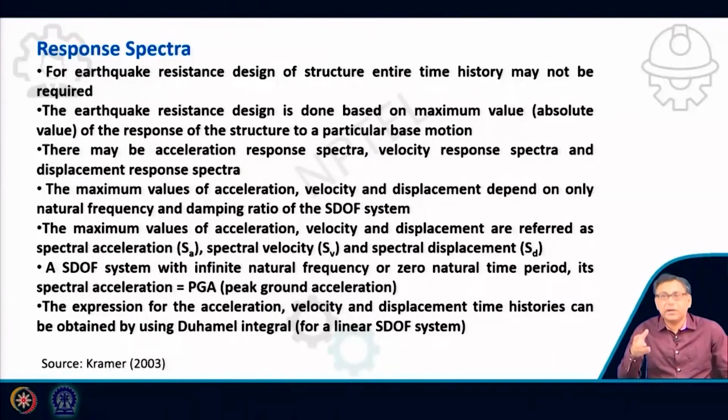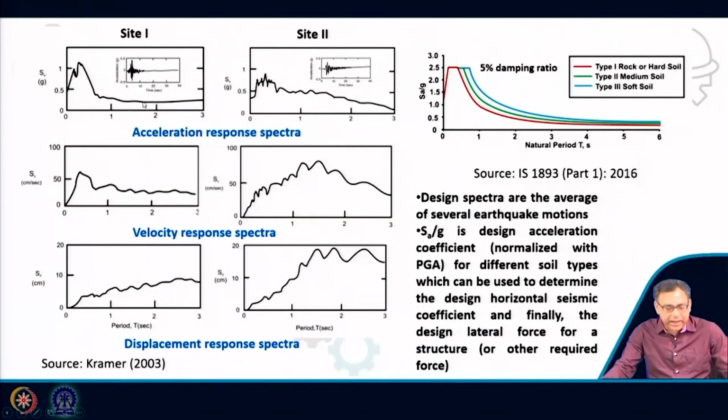But if you have the expression for the acceleration and the velocity, from there also you will get the maximum acceleration and the maximum velocity with respect to different natural frequencies or time periods of the structure. If you plot the maximum acceleration versus time period, or the maximum velocity versus time period, then you will get the acceleration response spectra and the velocity response spectra. Clear? So, I have discussed the displacement response spectra.